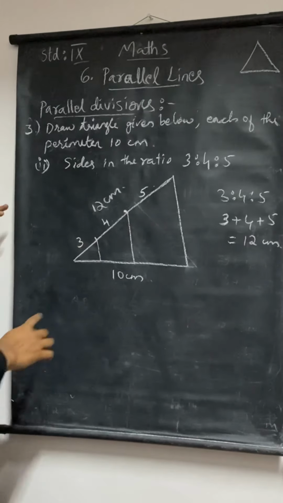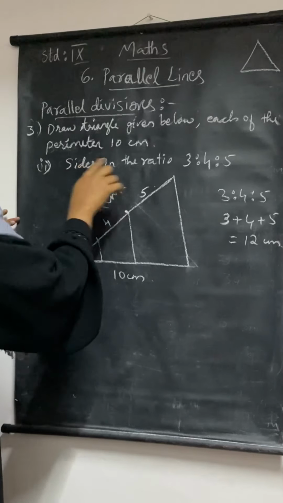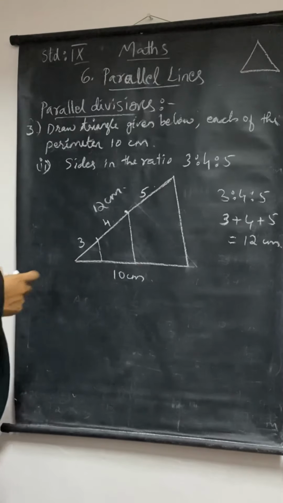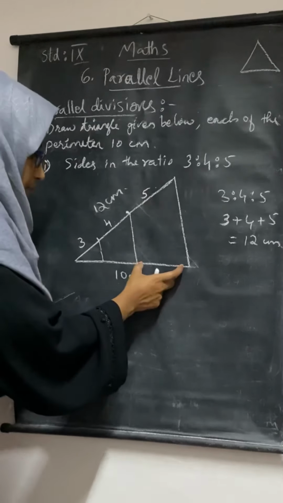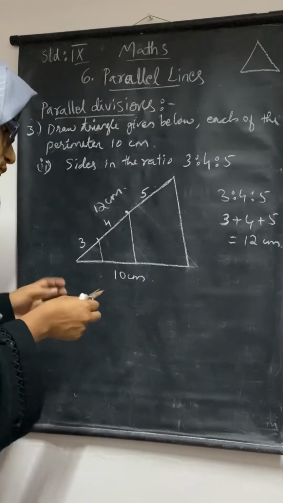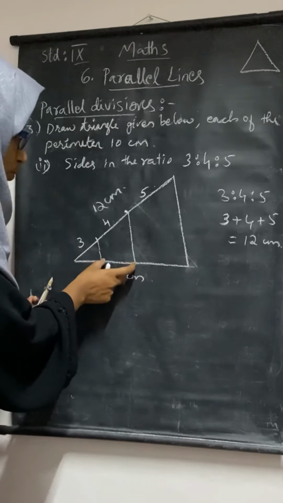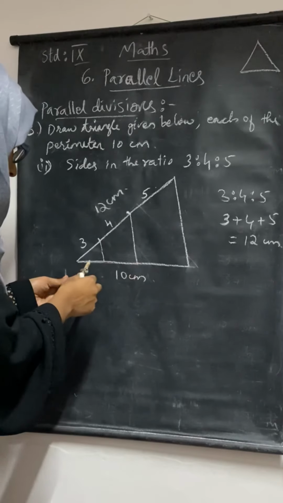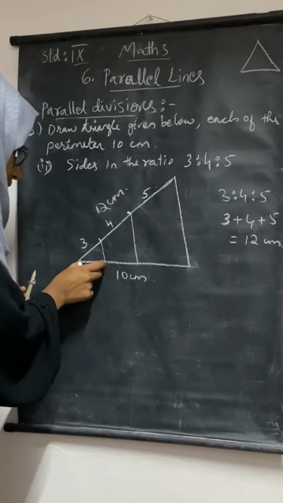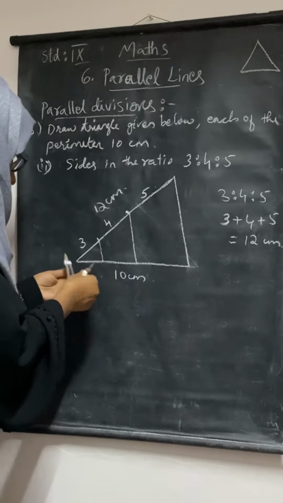Now 3:4:5 over. Now what to do? Sides in the ratio 3:4:5. We have to draw the triangle. So you can take this as a base, this as a base, or this as a base, anything. As you did before, I have chosen this as a base, so I can take this only. So first side is this, second side you can take this one. Like this I'm taking.